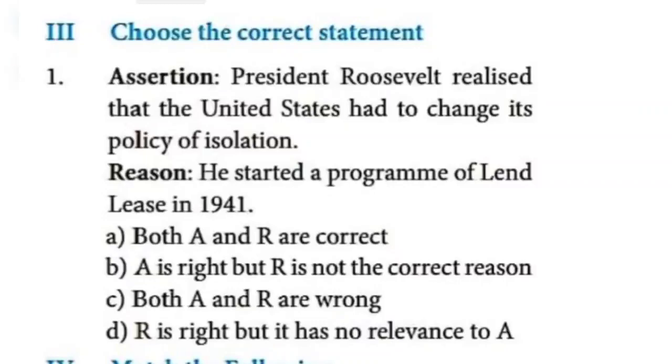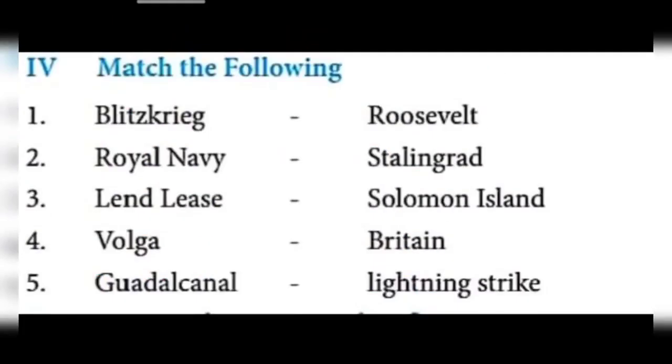The next one, choose the correct statement. Option A is the correct answer. The next one, match the following. Take it, children. Blitzkrieg means lightning attack, number 1. Second one, Royal Navy means Britain. Lend-Lease program, Roosevelt. Volga means Stalingrad. Guadalcanal, Solomon Island. So this much only. Check it, children. Mark it.